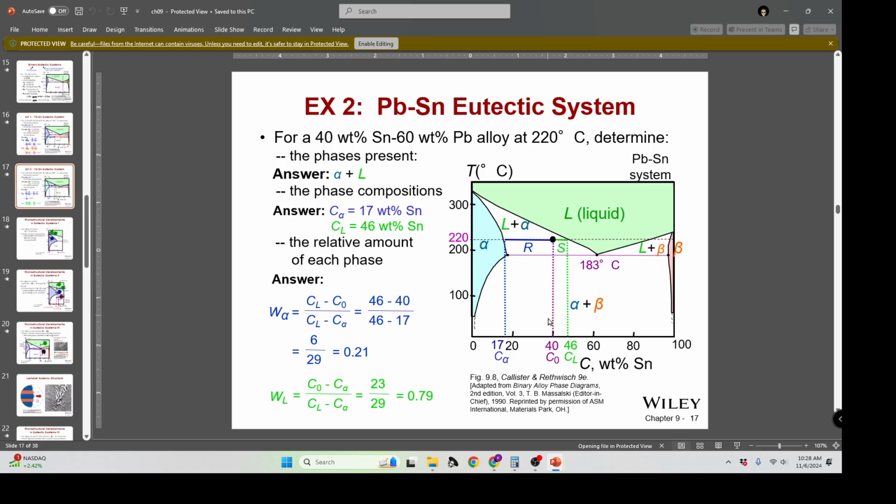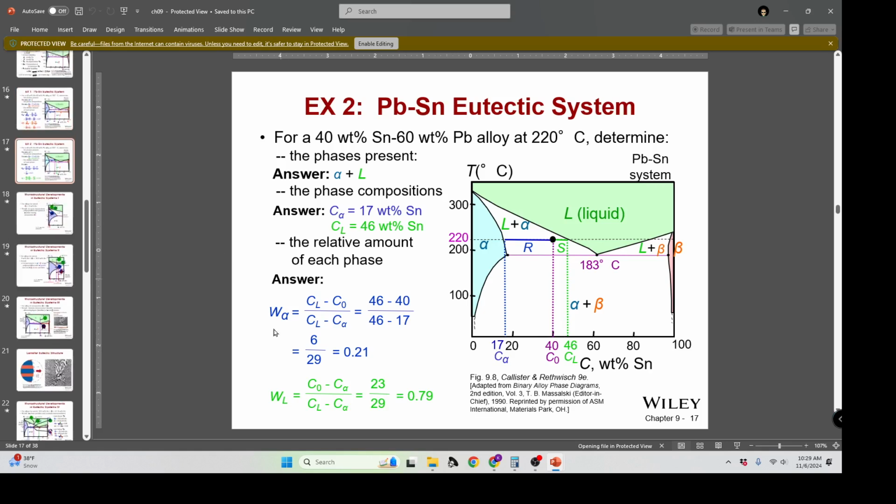As we go up in temperature at 40%, we take that same sample, bring it up to 220, and now we have liquid and alpha together. We have no more beta that's formed in this composition. So alpha and liquid only. Alpha at 17% based on our tie line, liquid at 46% based on our tie line there. So the weight fraction for alpha is 0.21. Weight fraction for liquid is 0.79.